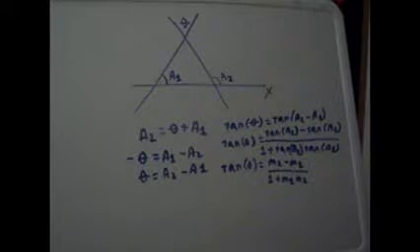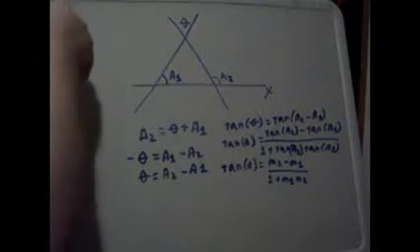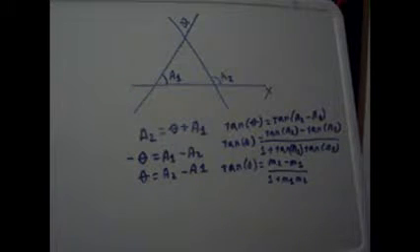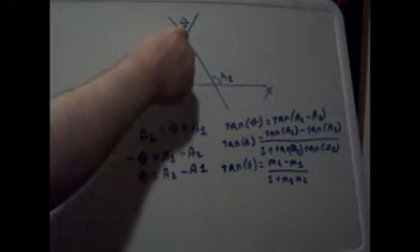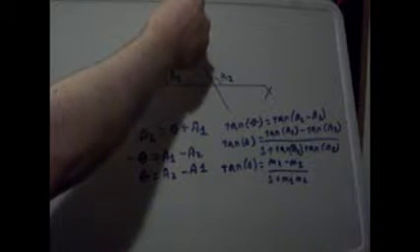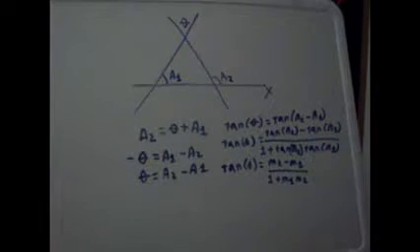Now, if two lines are not parallel, do you remember what parallel lines are? That's good, because if you don't, if two lines are parallel, they will never meet. But if two lines, like this one and this one here, are not parallel, they will meet at some point. And in this case, they met right here. Okay? And they will form an angle. This one, right here. That's the angle they formed.